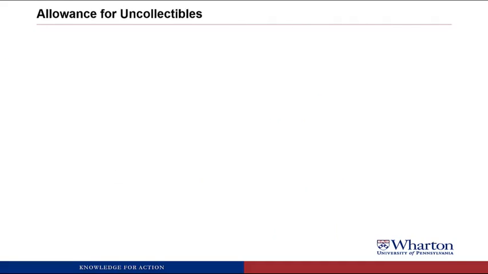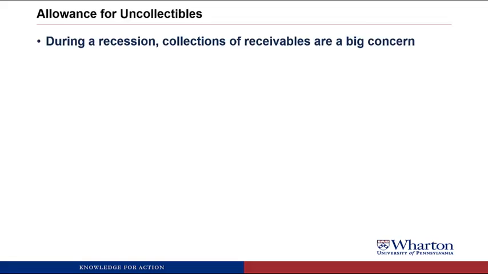Last thing I want to talk about is the allowance for uncollectible accounts. So we saw on the statement of cash flows that accounts receivable going up was a drain on the cash flow. But on the other hand, we saw that days receivable hadn't really changed much. So a way to get more insight into what's going on with receivables is to take a look at the allowances. During a recession, which is what Vulcan is facing in 2008, 2009, 2010, collection of receivables are obviously a big concern.